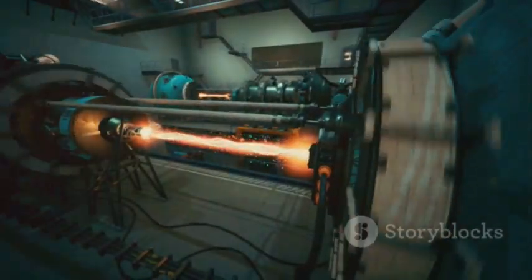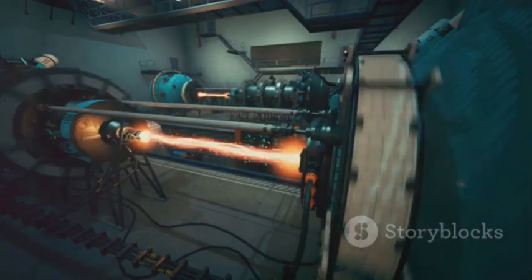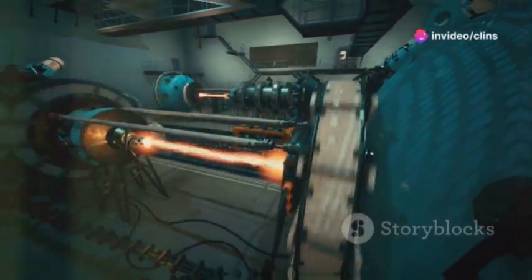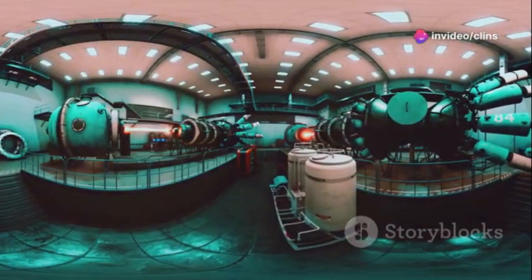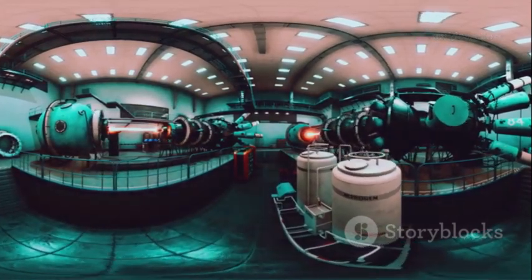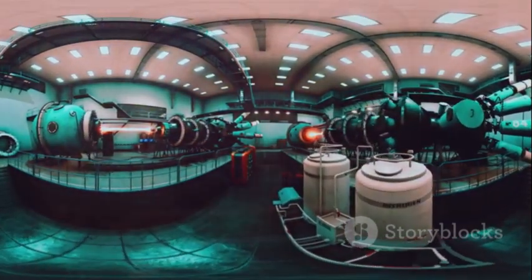Gas-cooled reactor, or GCR. The principle here involves using a gas, typically carbon dioxide or helium, as the coolant, with graphite serving as the moderator. In terms of process, the gas circulates through the reactor core, absorbing the heat generated from fission, and then transfers this heat to a secondary system.